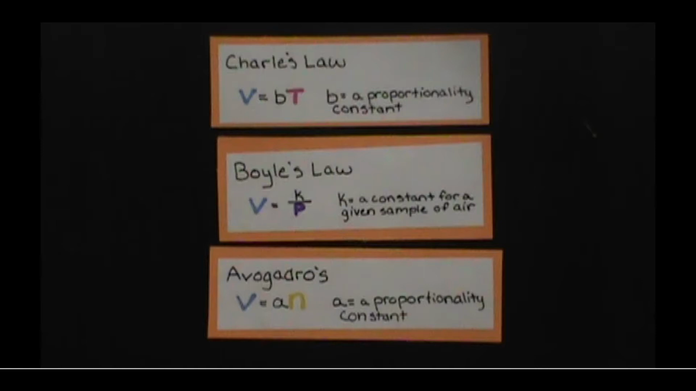From the ideal gas law, we can derive 3 smaller laws that isolate specific aspects. First is Charles' law, which deals with temperature, and it is volume equals a proportionality constant times temperature. Then there's Boyle's law, which is volume equals a constant for a given sample of air over pressure. And last is Avogadro's law, which is volume equals another proportionality constant times moles. Each of these laws can be used in cases where the other aspects are constants.